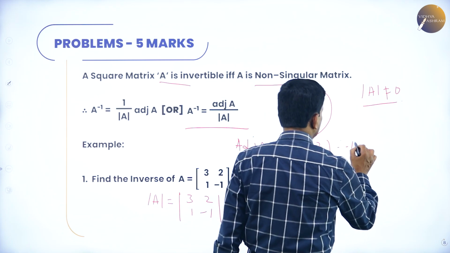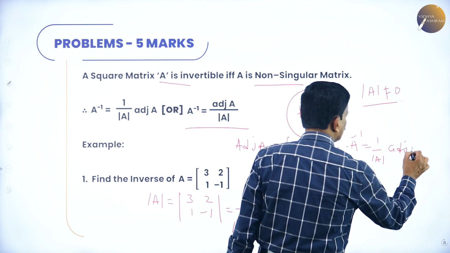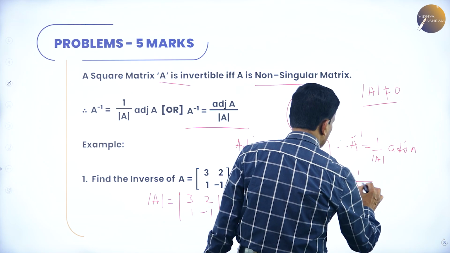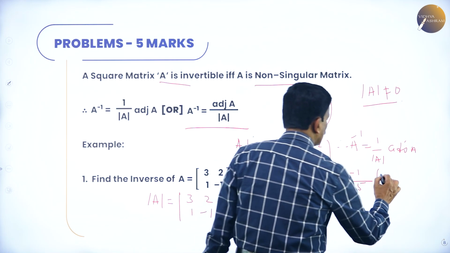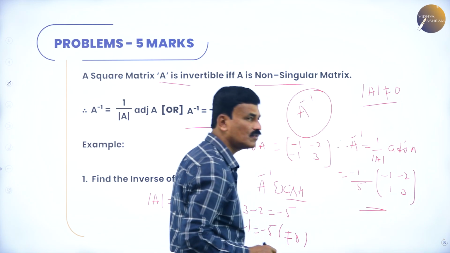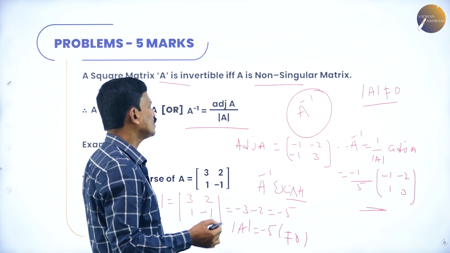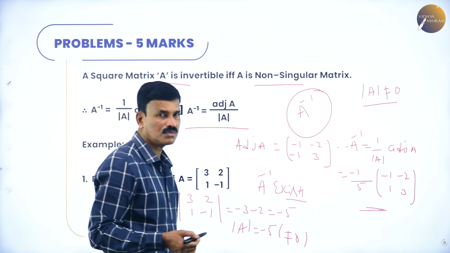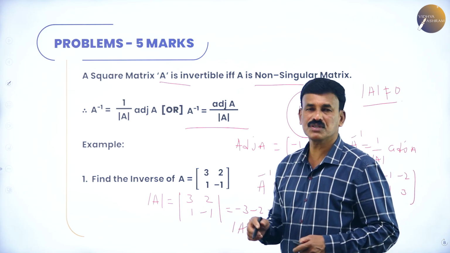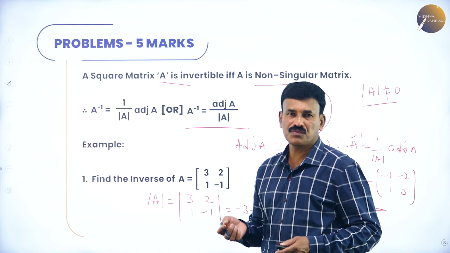Therefore, A inverse is equal to 1 over determinant of A into adjoint of A. What is determinant of A? That is minus 5. So, A inverse is equal to minus 1 over 5 times minus 1, minus 2, 1, 3 is the inverse of the matrix. In case of 3 rows 3 column, just find out the cofactors for each and every element, and then adjoint is equal to the transpose of the cofactor matrix.